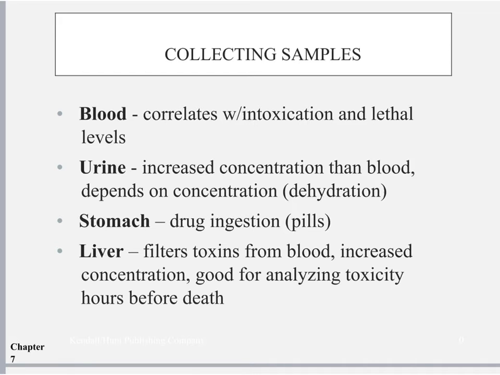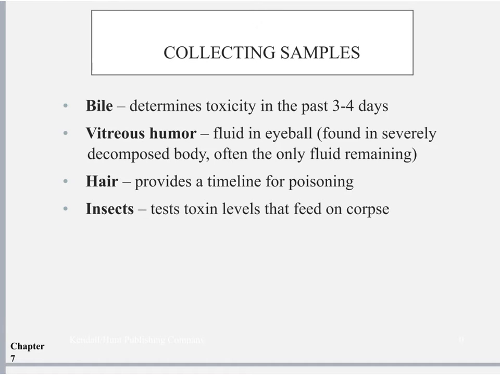We can look at the liver because the liver mainly filters out toxins from the blood. So that's a pretty good way for us to analyze toxicology hours before somebody's death. You can also look at the bile, which shows the toxicology within the past 3 to 4 days. The vitreous humor, I know this is going to sound really gross, but that's the fluid within your eyeball. For individuals that are badly decomposed, this is probably one of the final fluids that remains as the body is decaying. Hair provides a pretty good timeline for poisoning.